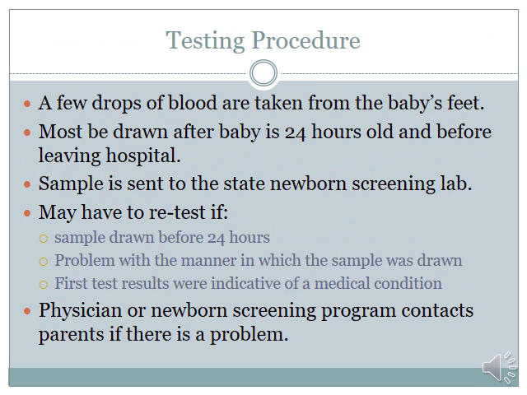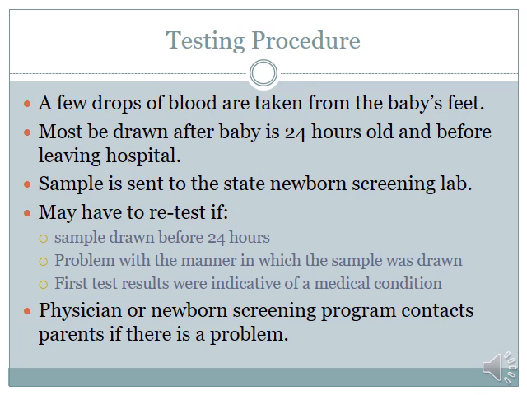We've come a long way in newborn screening tests, and recently a new approach to newborn screening has been developed that uses mass spectrometry to detect abnormal levels of metabolites. A few drops of blood are taken from the baby's feet, and this blood must be drawn after the baby is 24 hours old and before leaving the hospital. The sample is sent to the state newborn screening lab.